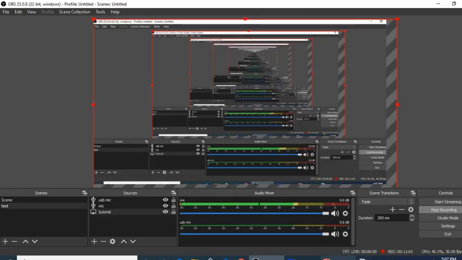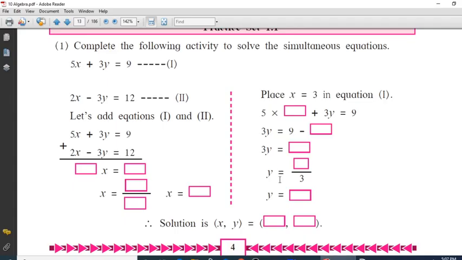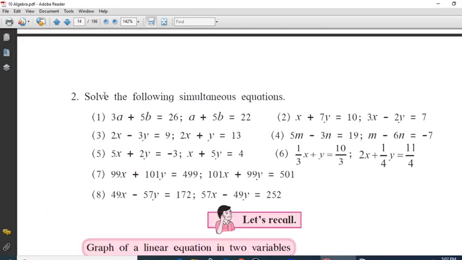Now in the next video we shall start with question number 2. Here, solve the following simultaneous equations. Here we have many equations, like 8 equations are given. We will pick some of them, one, two or three questions probably, and one question we shall try to solve by the elimination method, and one or two questions we will try to solve by the substitution method.